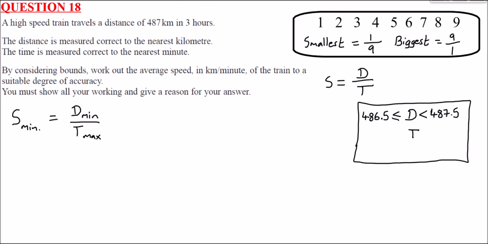So 3 hours, there's 60 minutes in an hour. 60 times 3 hours, think of that as 180 minutes. Just makes it much easier if we do that.